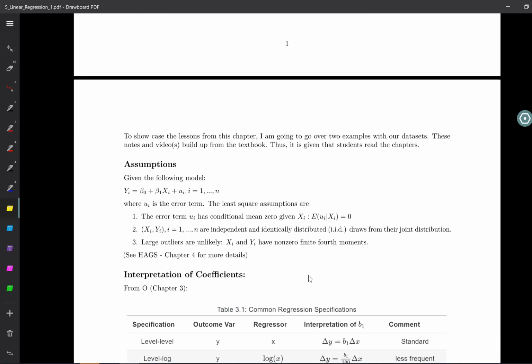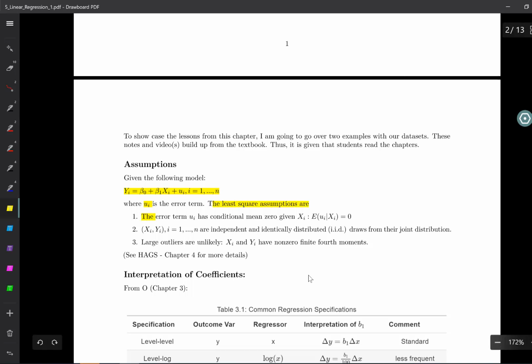As I said before, to showcase the lessons from this chapter, I'm going to go over examples with our data sets, but this video assumes and takes as given that students have read the chapters. The main assumptions of our model are captured by this equation: we have a y that is our dependent variable, and that dependent variable is affected by an x. We observe y and x, but we have an error term that captures any unobservables. In one of the books, the error term is portrayed by a u, and in the other by an epsilon.